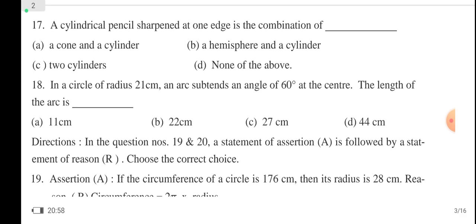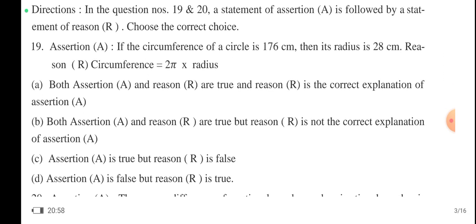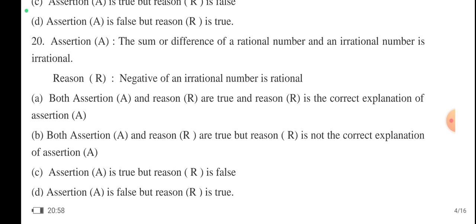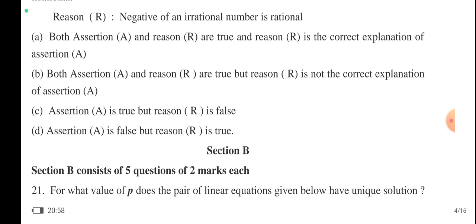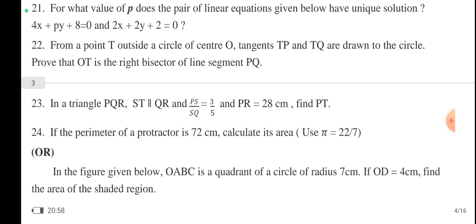18th one is from Areas Related to Circles. 19th and 20th are assertion reasoning, children. 19th question is from Areas Related to Circles. 20th question is from Chapter 1, Real Numbers. Section B, 21 is from unique solution, Chapter 3, Pair of Linear Equations in Two Variables. 22 is from Circles. 23 is from Triangles.